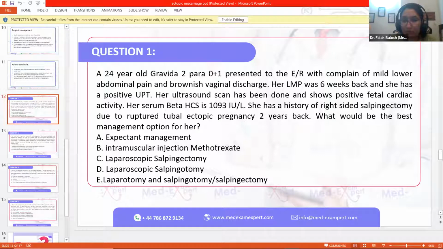A 24-year-old Gravida 2 para 0 plus 1 presented to the ER with complaint of mild lower abdominal pain and a brownish vaginal discharge. Her LMP was 6 weeks back and she has a positive urine pregnancy test. Her ultrasound scan has been done and shows a positive fetal cardiac activity. Her serum beta HCG is 1093 international units per liter. She has a history of right sided salpingectomy due to a ruptured ectopic pregnancy 2 years back. What would be the best management option for her? Would anybody of you like to volunteer and answer this question?